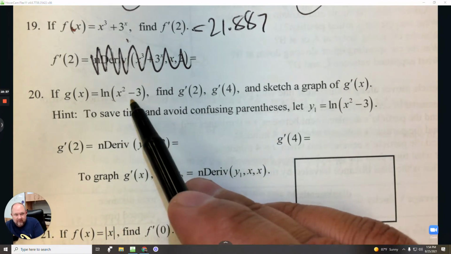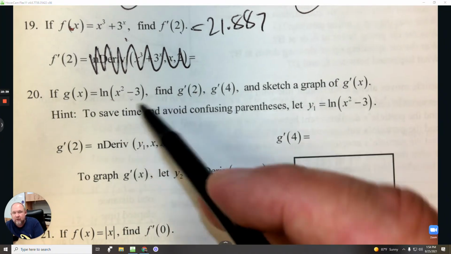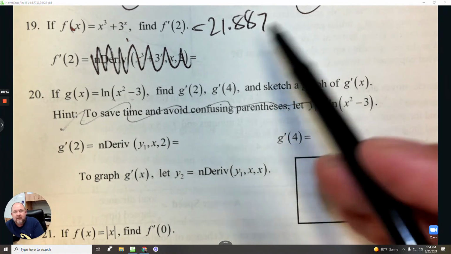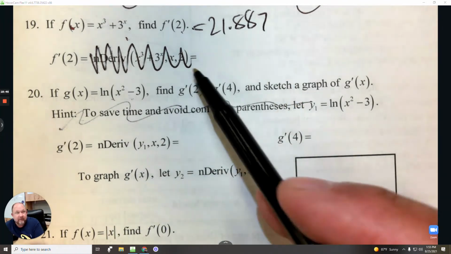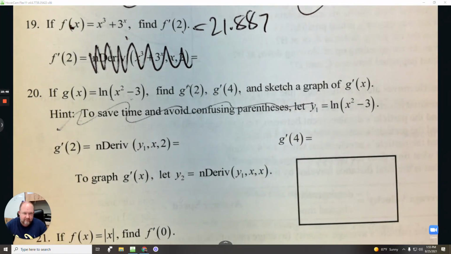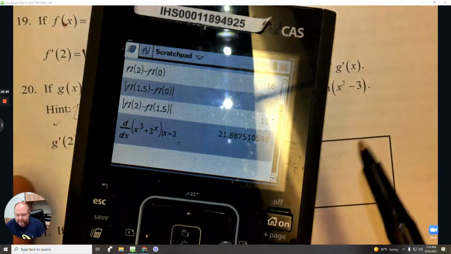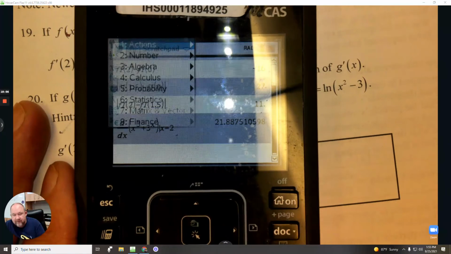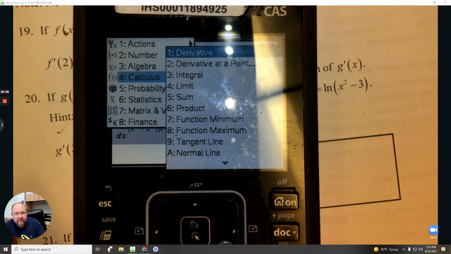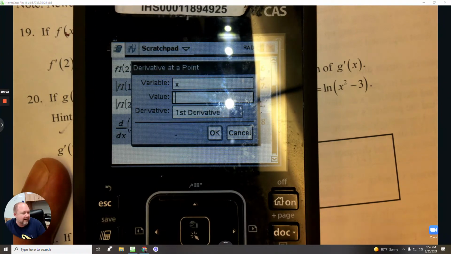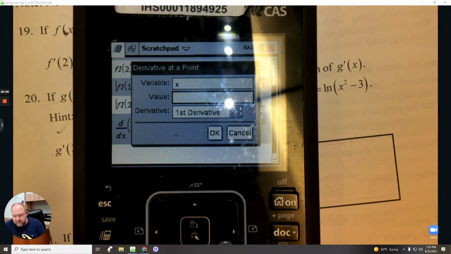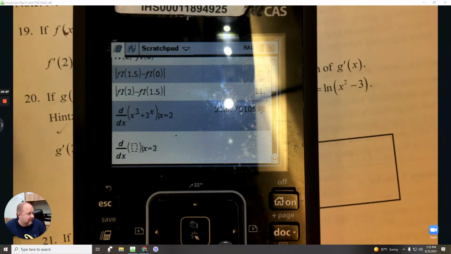So here we have another one. Find the derivative at 2. Again, ignore all this stuff. So can you find the derivative? And then can you graph the derivative? All right, here we go. So to find the derivative, menu, calculus, derivative at a point. And we want it at what value? At 2, again. And then type in the function.